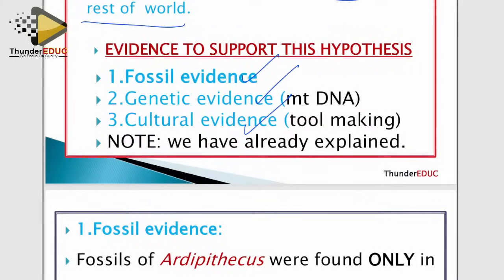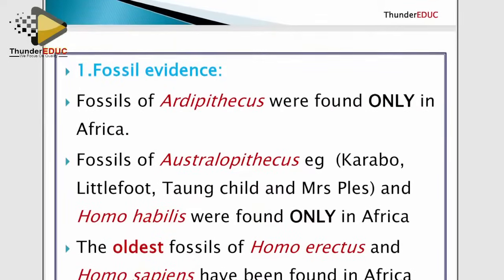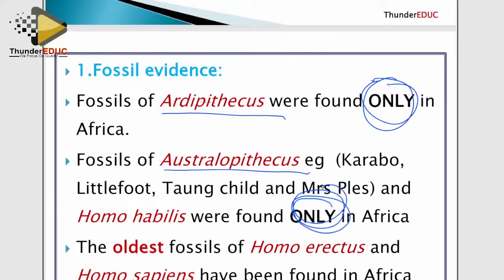So when they ask you the evidences, you talk about fossil evidence, genetic evidence, cultural evidence. But how do you write it? This is where the problem is. Fossils of Ardipithecus were only found in Africa. The word Ardipithecus, why? Because it is the oldest. Ardipithecus, Australopithecus were only found in Africa.